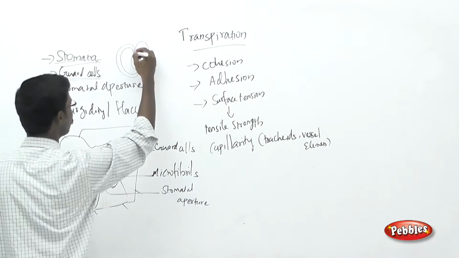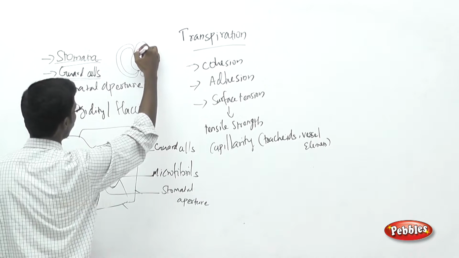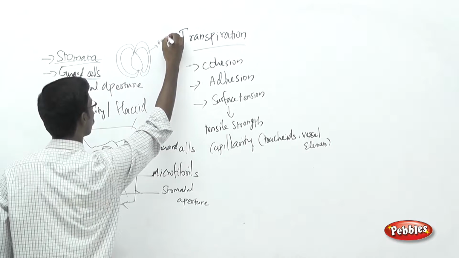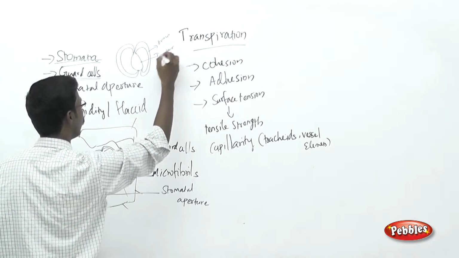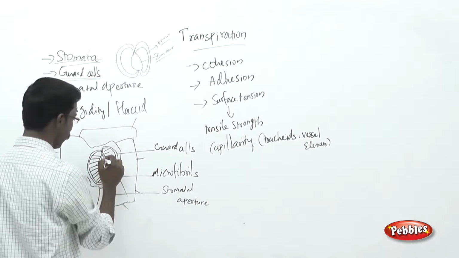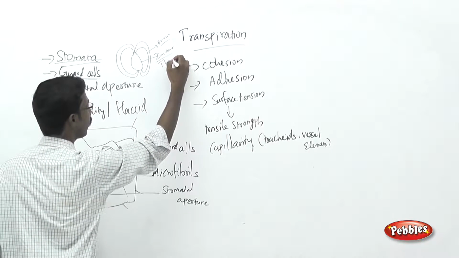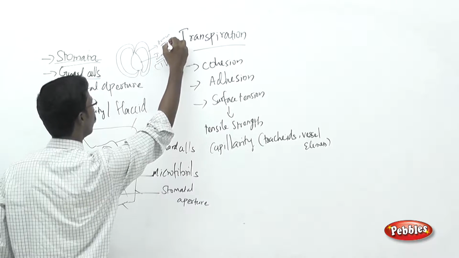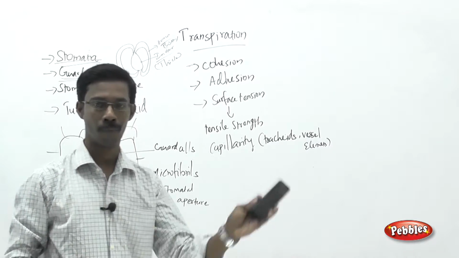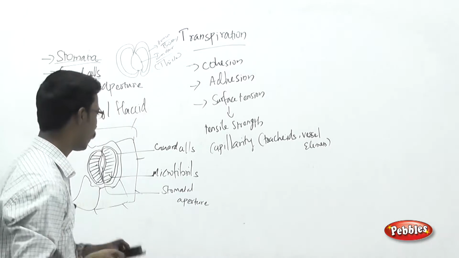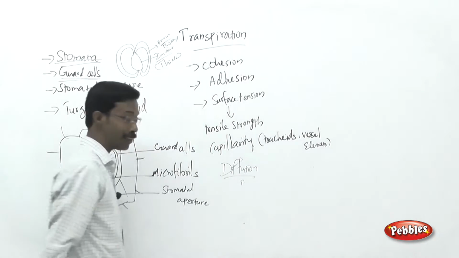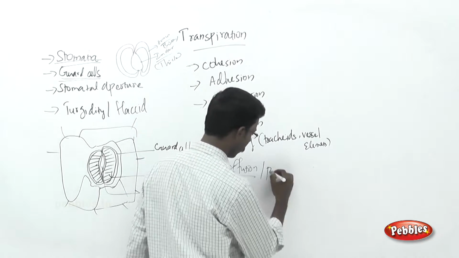The two guard cells have a cell wall. There are two sides, the outer side and the inner side of the guard cell. The inner side has the thicker cell wall and the outer side has the thinner cell wall. As I told you in the last class, water moves from the soil to the root by the process called diffusion, and the principle behind diffusion is the pressure gradient.